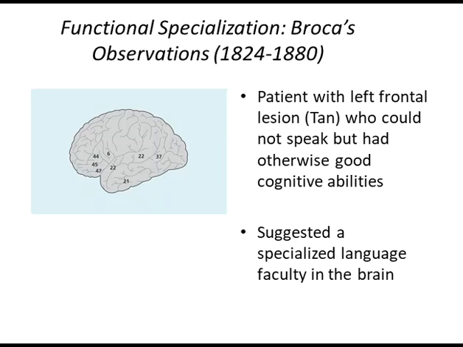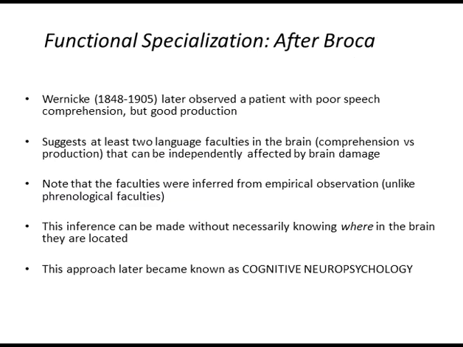Functional specialization. We see how this was understood by looking at the work of Broca. There was a patient with a left frontal lesion called TAN who could not speak but had otherwise good cognitive abilities. This suggested a specialized language faculty in the brain. Later we see with Wernicke, who observed a patient with poor speech comprehension but good production. This suggests at least two language faculties in the brain, one for comprehension and the other for production, that can be independently affected by brain damage.